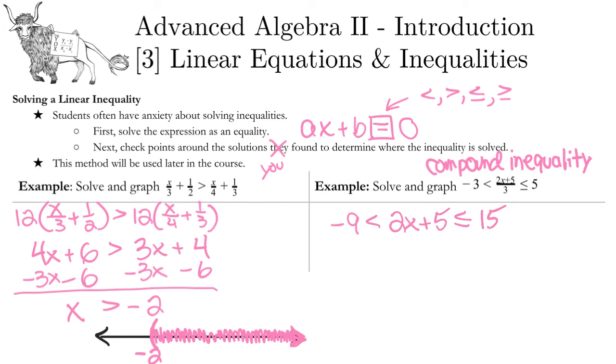Let's continue to isolate x by subtracting 5 from each part. So -9 minus 5 is -14. 2x plus 5 minus 5 is 2x. And then 15 minus 5 is 10. Finally, we'll divide by 2. -14 divided by 2 is -7. 2x divided by 2 is x, and 10 divided by 2 is 5. Therefore, the solution is -7 is less than x is less than or equal to 5.